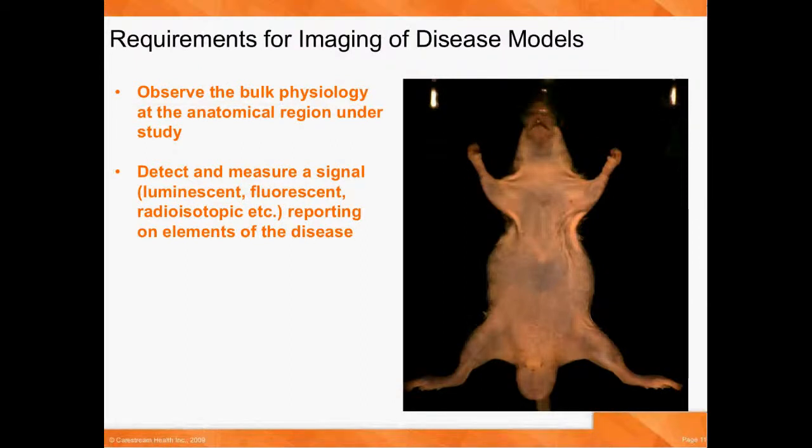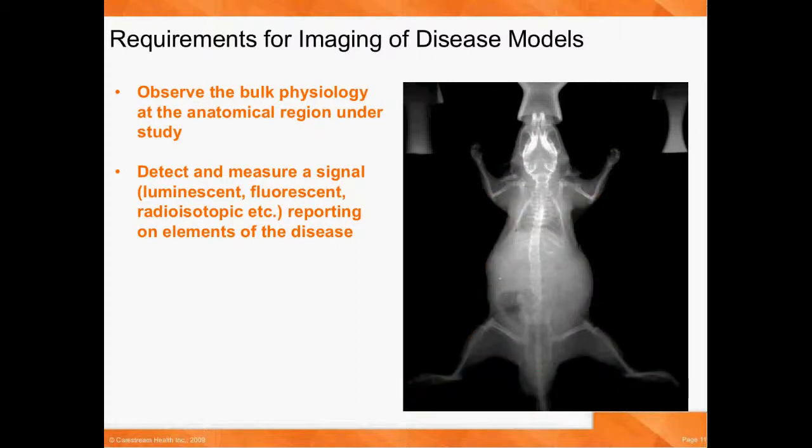Thus, we like to think that there are two really big requirements for imaging disease models. The first is to observe and record the bulk physiology or the anatomy under study, whether by multicolor reflectance imaging or by X-ray imaging of the whole mouse or individual target sites. In addition, it's then important to detect and measure a molecular event, typically through a luminescent, fluorescent, or radioisotopic probe, that reports on some biologically relevant disease process.